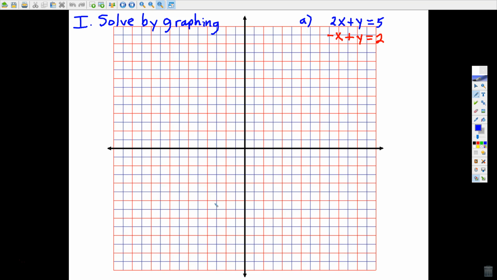So when we solve by graphing, the goal is to sketch the graph of each of these linear equations. And if there is a solution, it'll be where they intersect. That point of intersection is the solution to the system. So let's just go through our normal routine. For the blue equation, I'm going to solve it for y so I can look at it in slope-intercept form. 5 is the y-intercept.